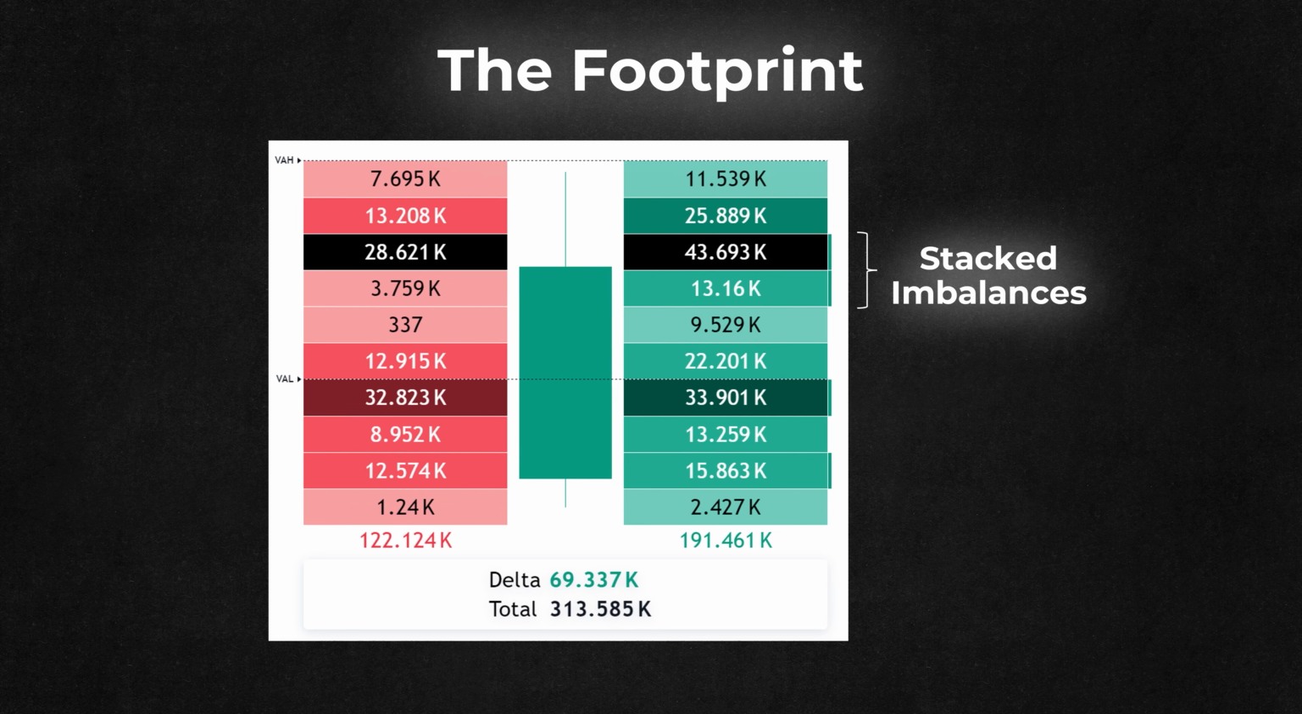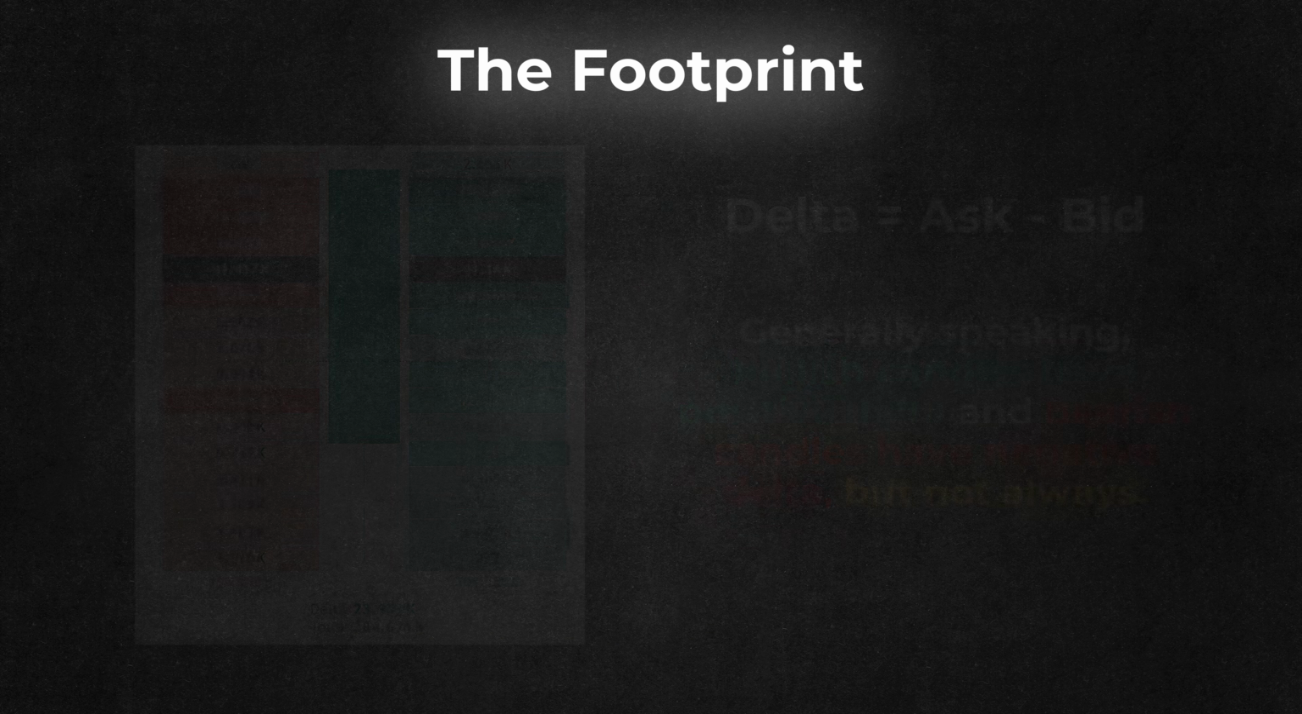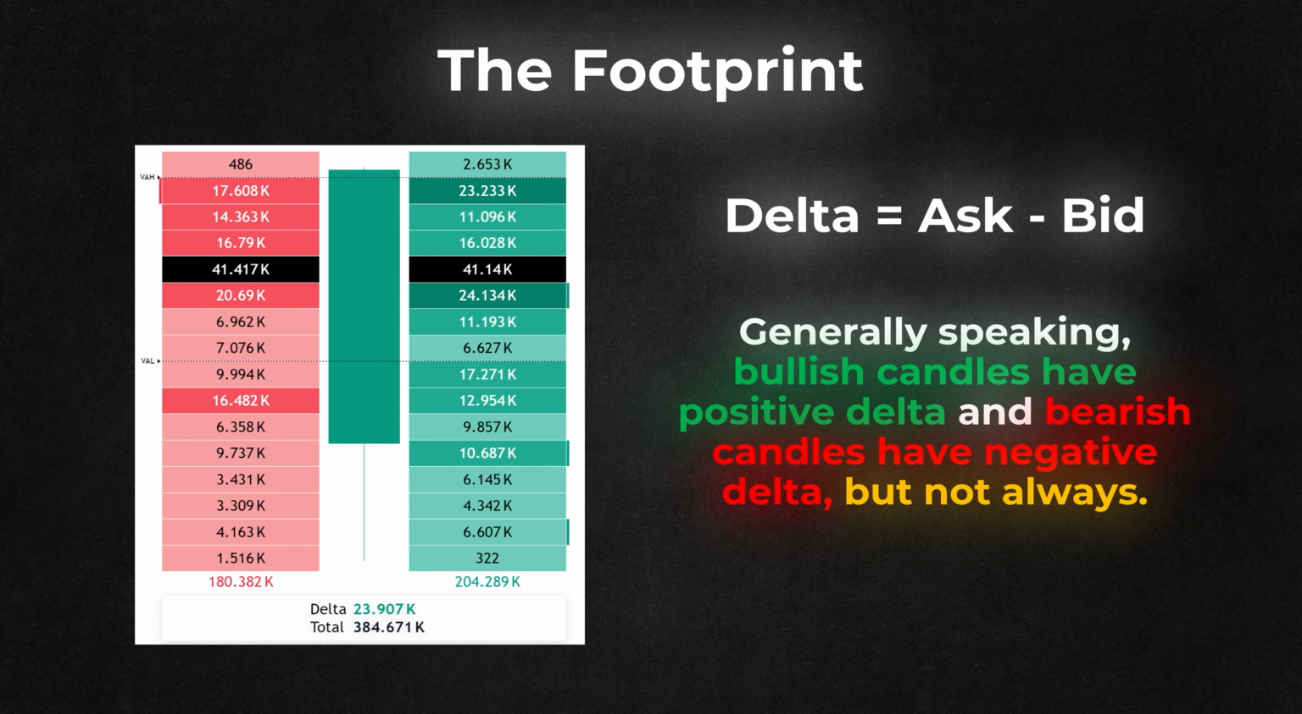Imbalances can also be stacked. For example, when there is more than one imbalance in successive price levels, we have stacked imbalances. Another important feature of the footprint is the volume delta. The delta is nothing more than the difference between ask volume and bid volume. Generally speaking, bullish candles have positive delta and bearish candles have negative delta, but not always, as we'll see in a moment.